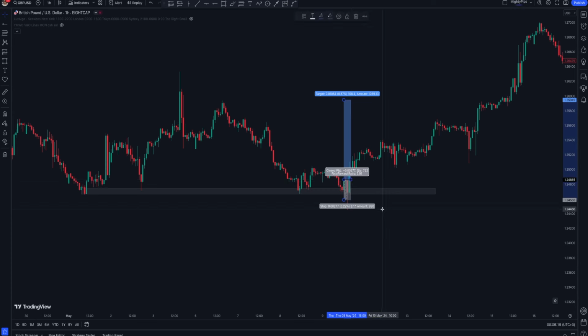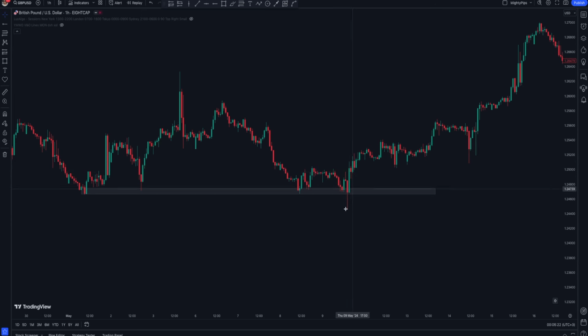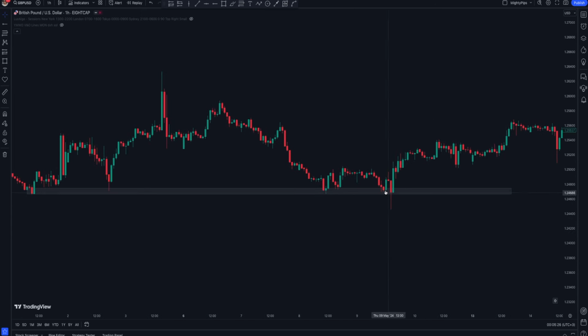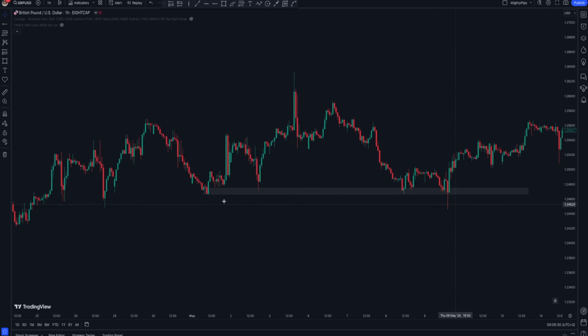Look at how you got stopped out. You were stopped out with this wick. Why does this wick stop you out? And what wrong thing have you done? You have done nothing wrong here. You have done nothing wrong here. But why are you being stopped out? That is what you are asking yourself. Why am I being stopped out here?